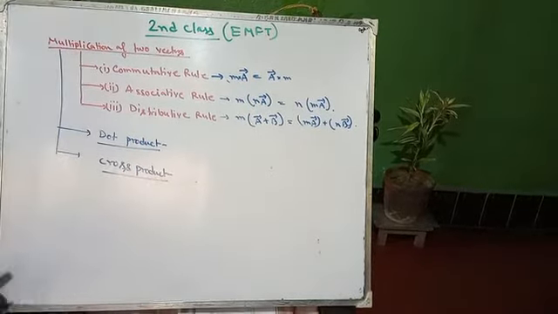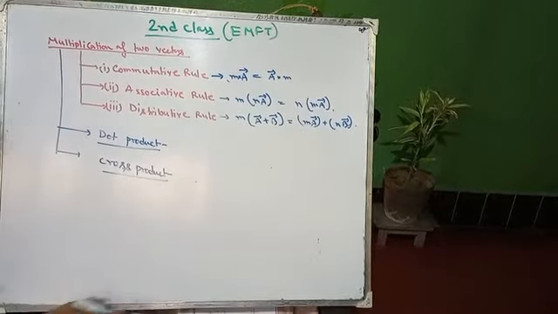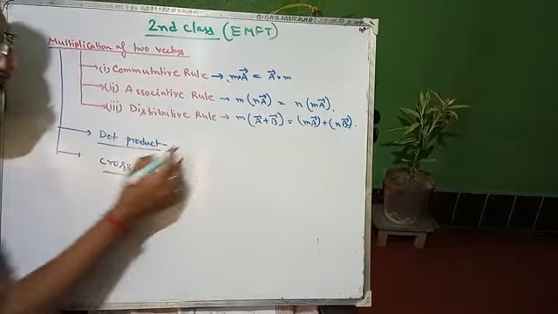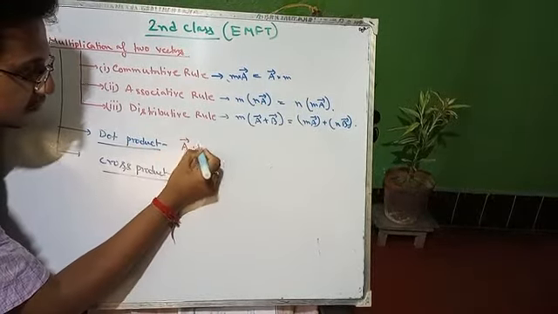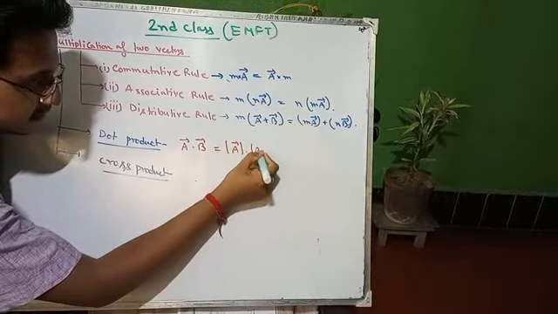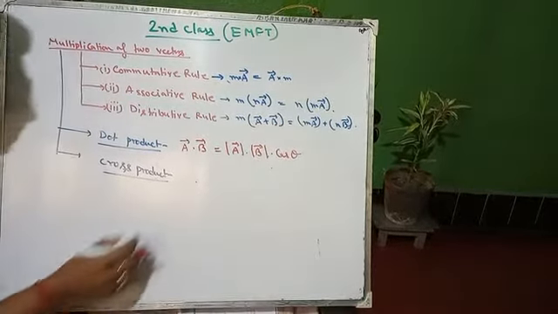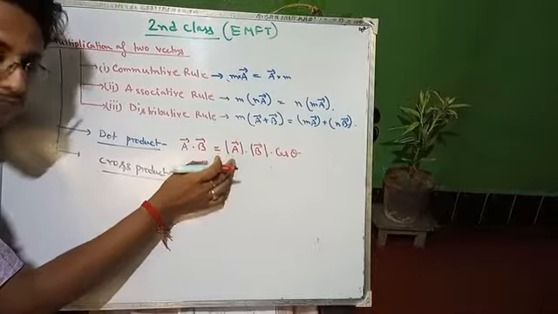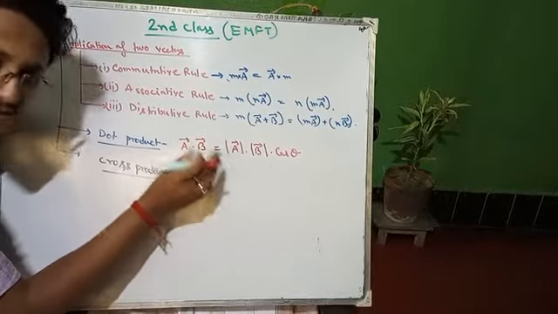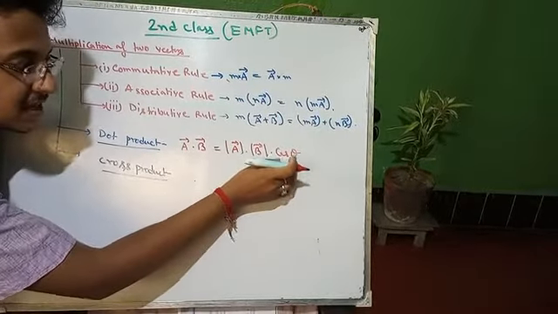What is dot product? Dot product means a dot b can be written as modulus of a vector into modulus of b vector into cos theta. Last day I have discussed what is the modulus of a vector. That means the magnitude only. So a vector and b vector have some magnitudes. Just multiply the magnitudes and multiply the cos theta in between them.